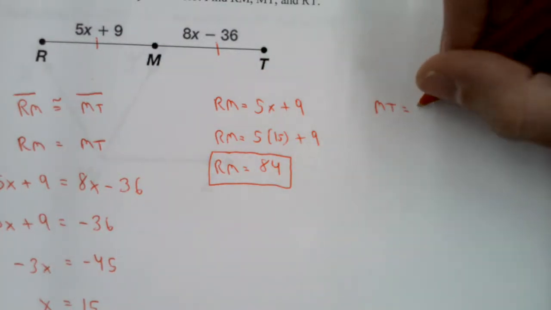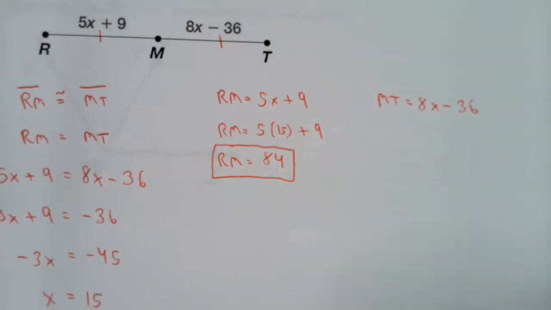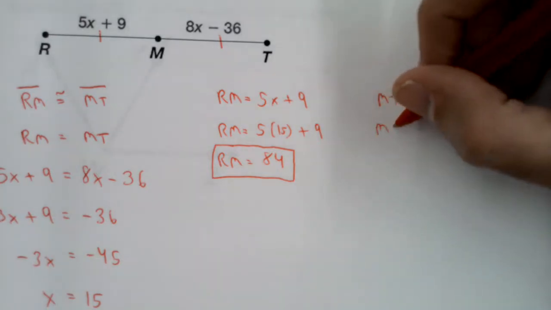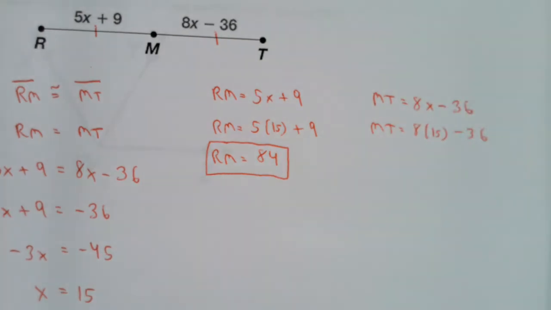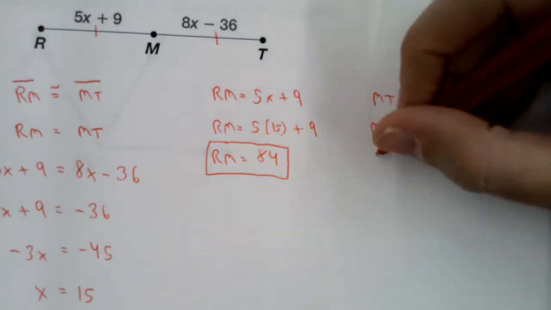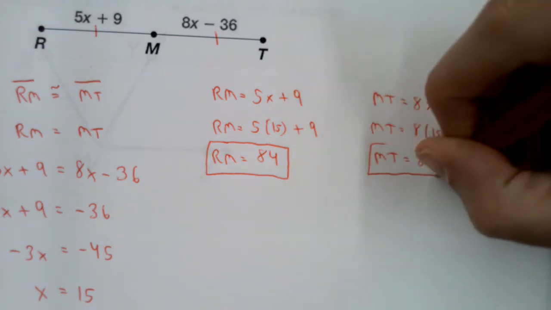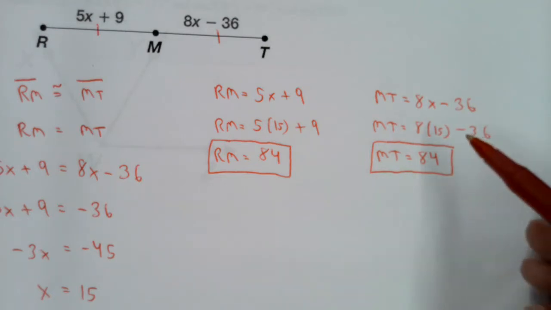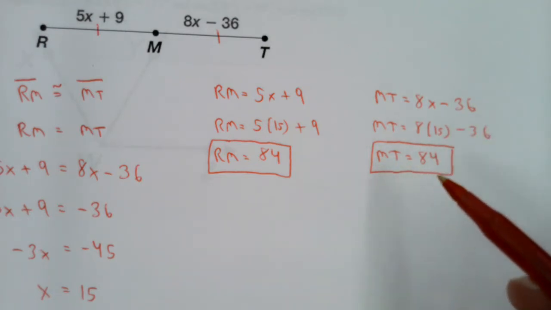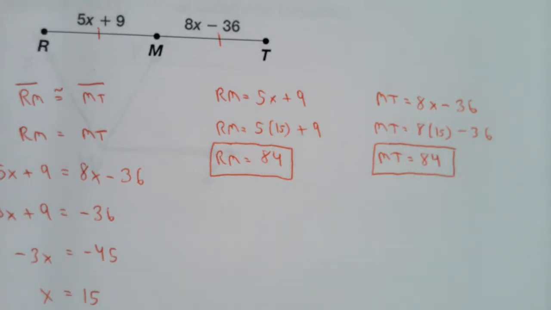MT equals 8x minus 36. And we established earlier in the problem that x was 15. So 8 times 15 minus 36. 8 times 15 is 120. 120 minus 36 equals 84. So by doing it out, I know I got it right because they're both 84. What are the chances of me making a mistake and getting the same 84 here? Very slim. So since they're both the same, I'm pretty confident I got them both right.